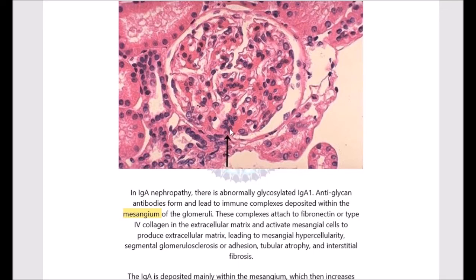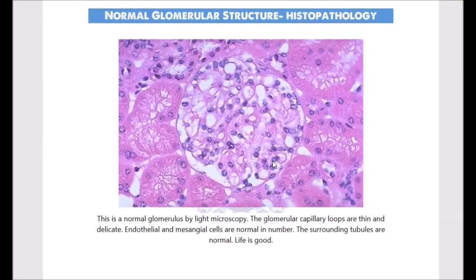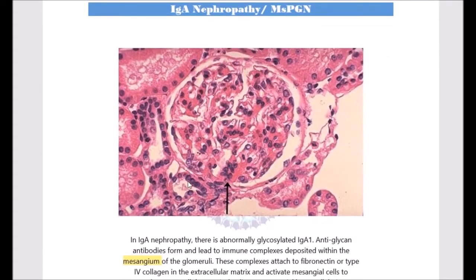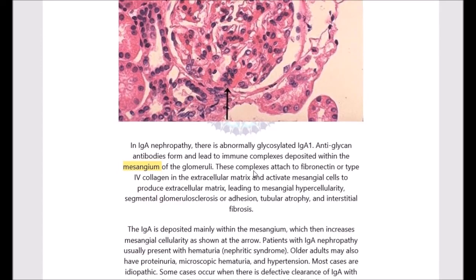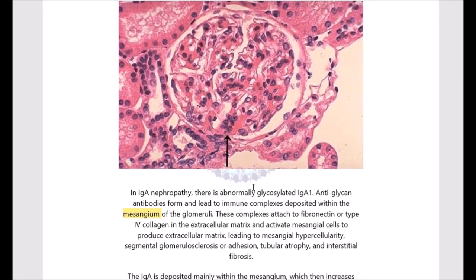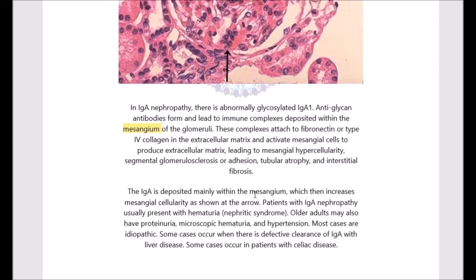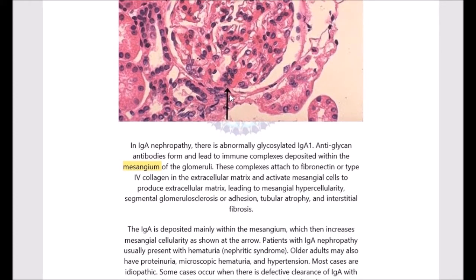You can see the mesangial hypercellularity in contrast to the normal glomerulus. In contrast, there are many cells here. So, mesangial hypercellularity. These complexes lead to segmental glomerulosclerosis and adhesion, tubular atrophy, and interstitial fibrosis. The IgA is deposited mainly within the mesangium. So this word is really helpful: IgA is a mesangial deposition, and then increases the mesangial cellularity as shown by the arrow. Here is the mesangial cellularity.